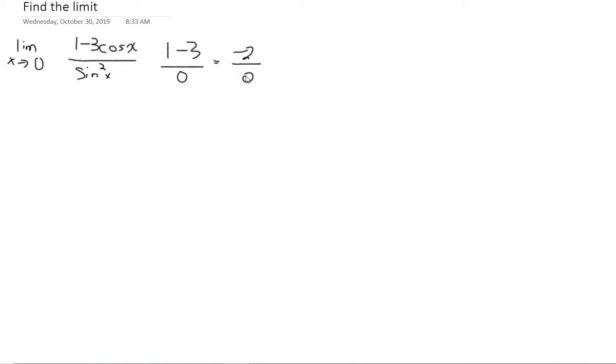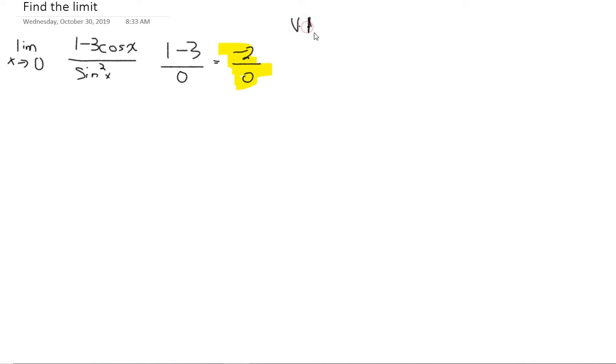And what does this mean? So this isn't a 0 over 0. L'Hopital's rule can only be used if it's 0 over 0. So the fact that we're getting a negative 2 over 0 means that we cannot use L'Hopital's rule. And what's the significance of this negative 2 over 0? What does it mean? Well, this means that we have a vertical asymptote.